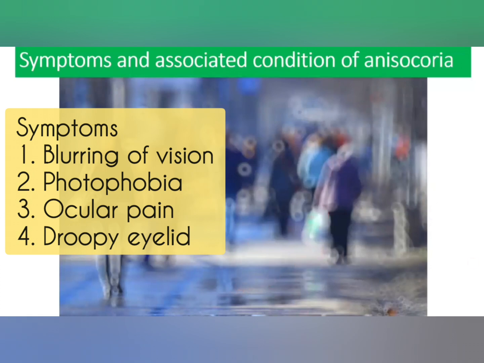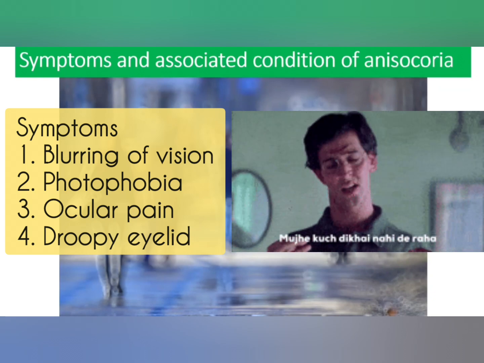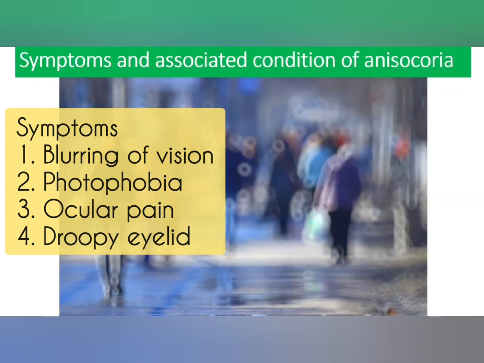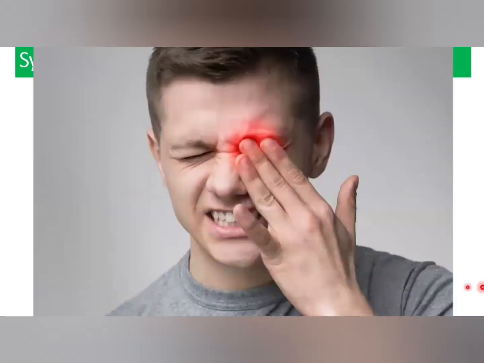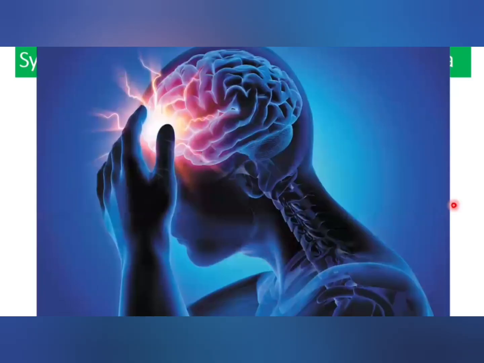Anisocoria can come with a wide variety of symptoms besides just noticing that one pupil is bigger or smaller than the other. The patient might experience blurry vision. The vision might become hazy or unclear, especially if there is an underlying issue affecting the eye. The patient might also complain of eye pain, discomfort in the affected eye, which might be a sign of a problem with the eye or surrounding structures. And also the patient might complain of headache, particularly if there is an underlying neurological condition.